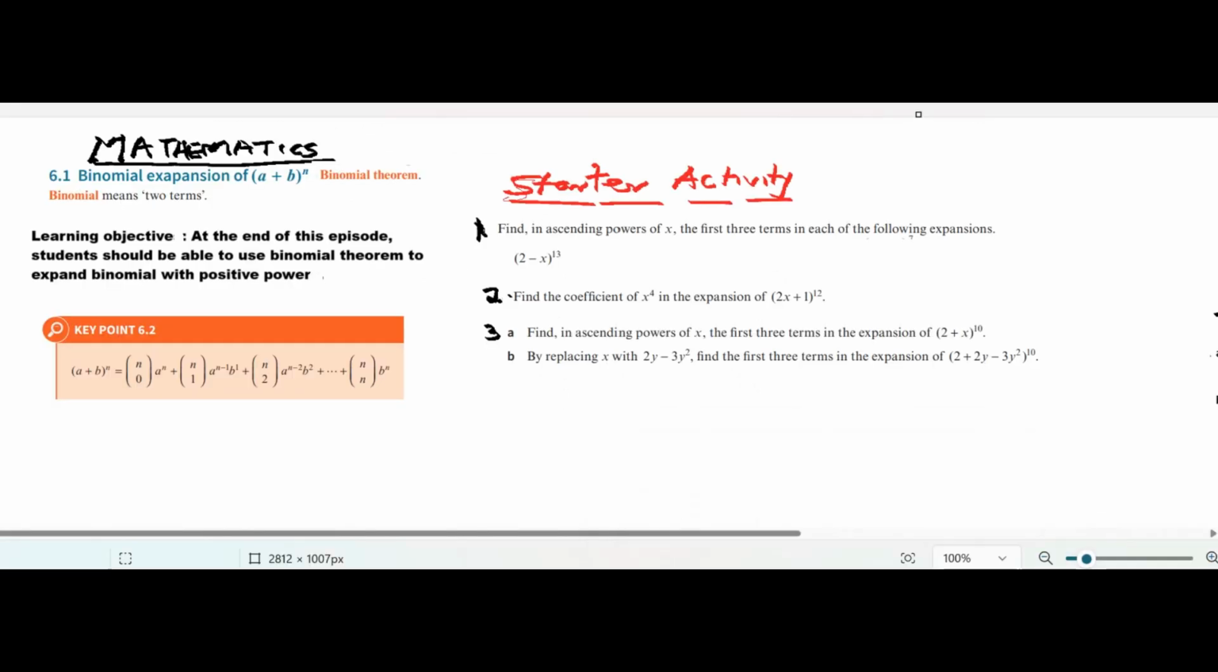So let's continue with today's topic. At the end of today's class, you should be able to apply binomial theorem to expand binomial expressions of positive power. When your n is positive, you should be able to use binomial theorem, instead of Pascal triangle, to solve any binomial expansion with positive power.